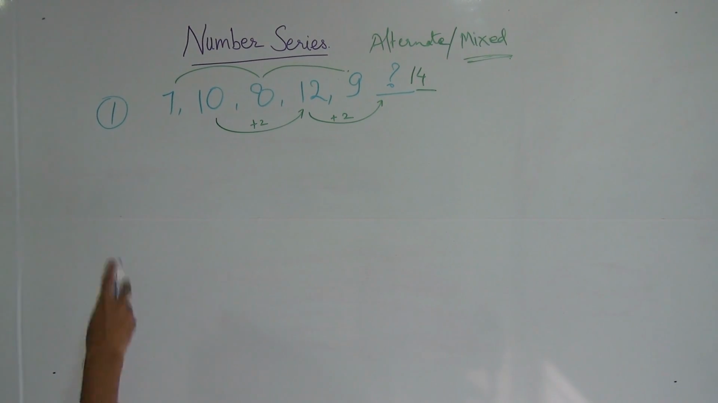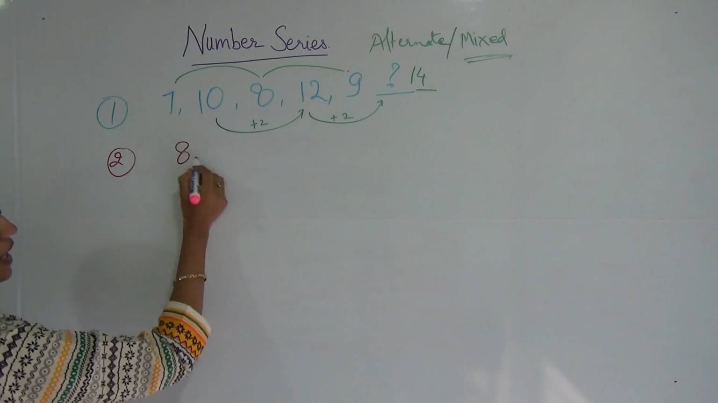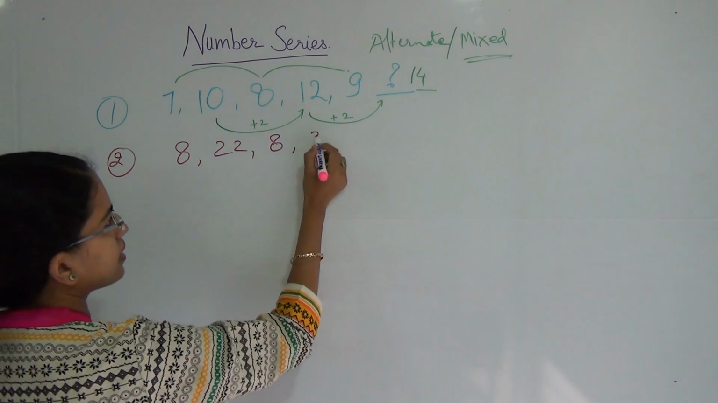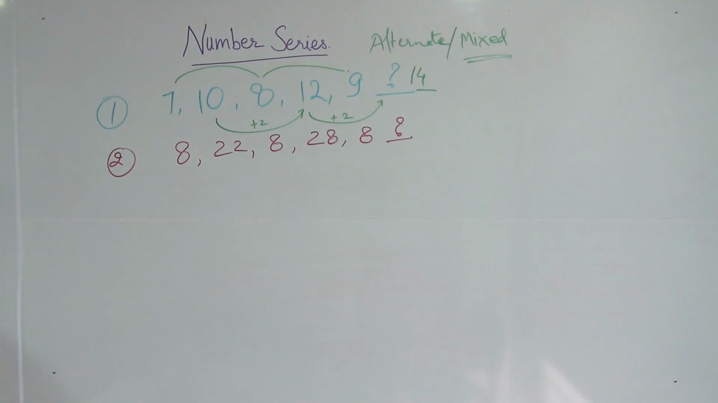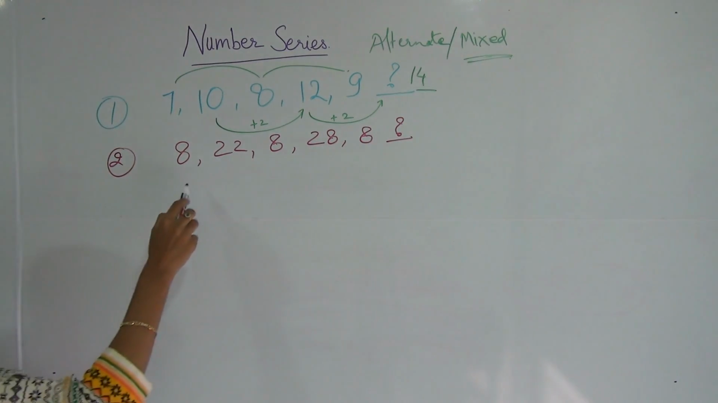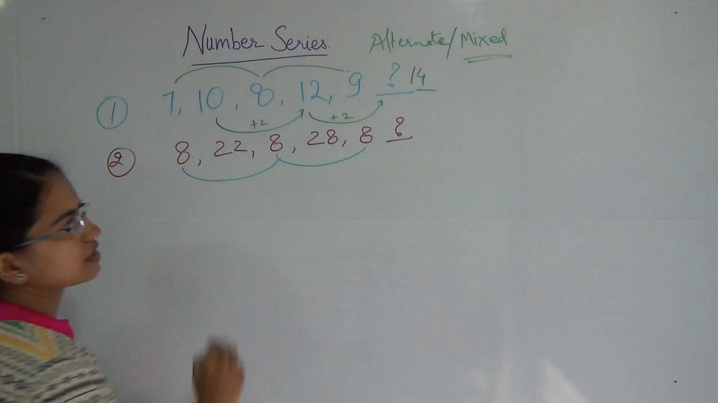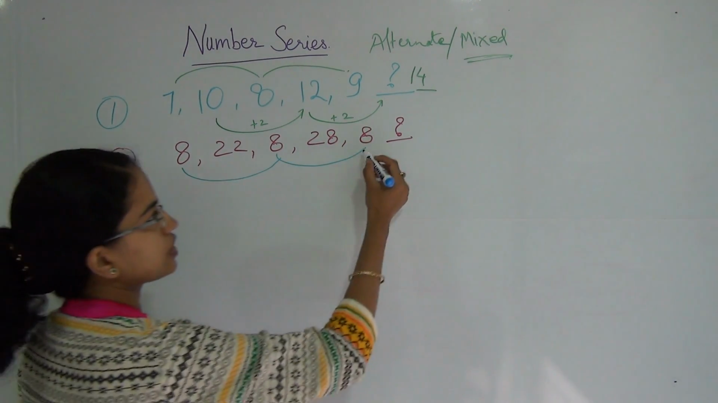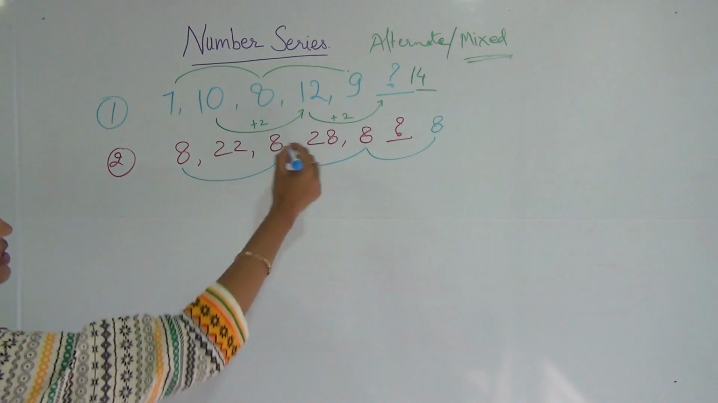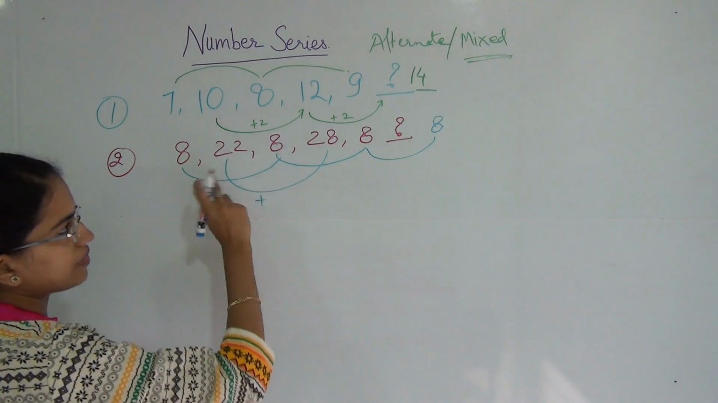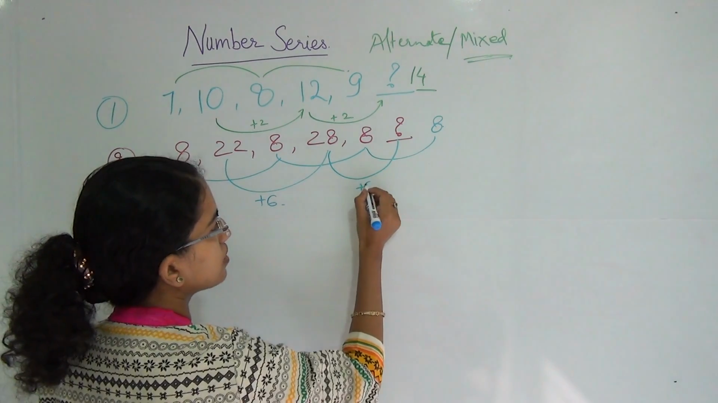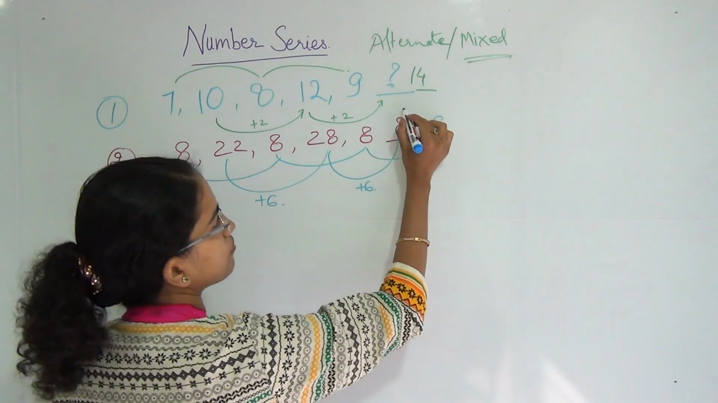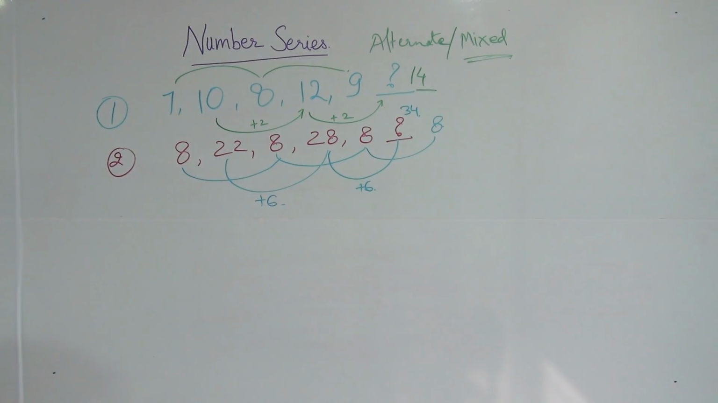In this question, you have 8, 22, 8, 28, 8. What would be the next number? In this case, I am trying to make one number constant, that is 8. So here the next number should also be 8. And in the second series, I am trying to make a difference. This is a difference of 6. So again there should be a difference of 6. So 28 plus 6 is 34. So here the number would be 34. This is another type of question that we are talking about here.